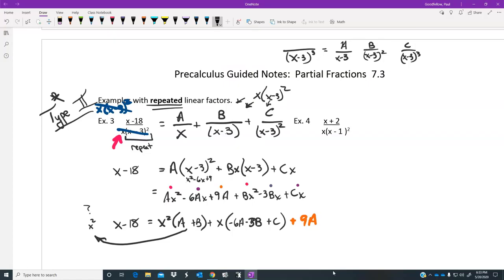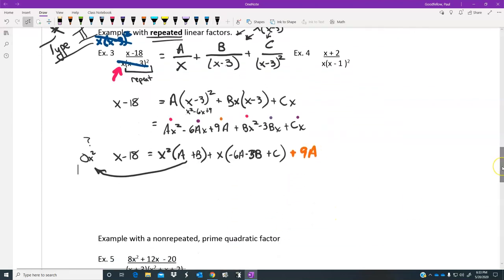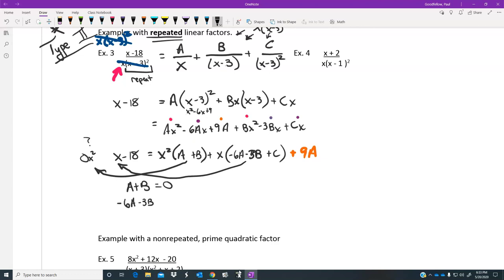Well, that's because it's a 0x squared, and the equation that we would ultimately be writing out of that would be a plus b equals 0. Okay, so that's our first equation. The next equation would be about the linear piece, which is equal to 1. That's negative 6a minus 3b plus c is equal to 1. And then last but not least is the 9a, and the 9a would equal negative 18.